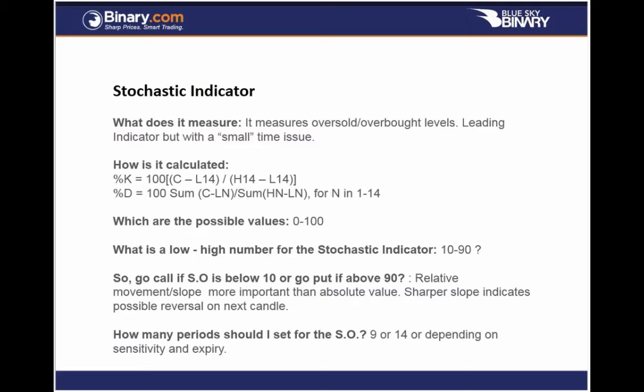Well, again, the relative movement and the slope is more important than the absolute value of the stochastic indicator. A sharper slope, and we'll discuss this shortly, indicates possible reversal on the next candle. Okay? We will discuss this soon. And how many periods should I set for the stochastic indicator? 9 or 14, depending again on sensitivity and expiry. Okay? So these are the two indicators that give you information about if it's being overbought or oversold. Now let's see how you can actually use these indicators to trade.